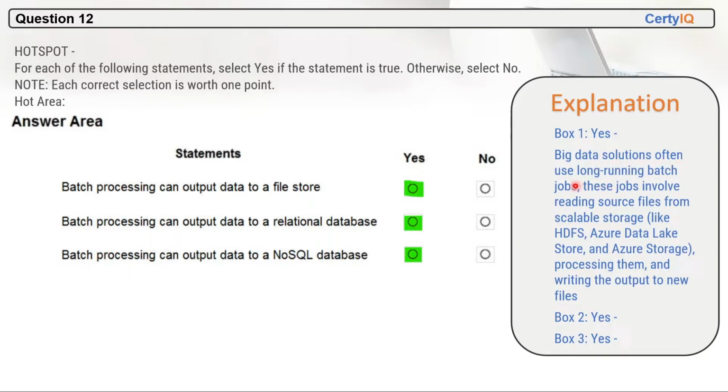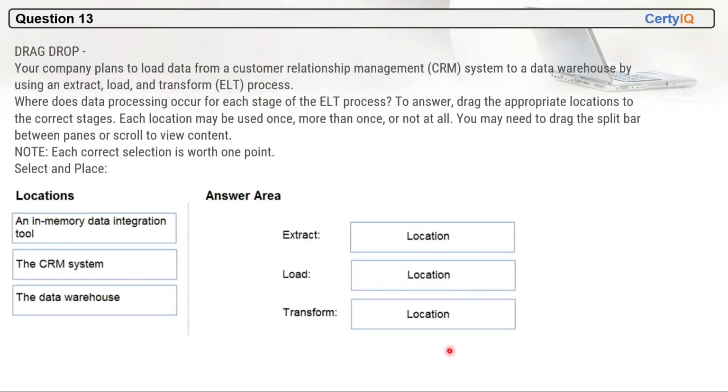Big data solutions often use long-running batch jobs. These jobs include reading source files from scalable storage like HDFS, Azure Data Lake Store, and Azure Storage, processing them, and writing the output to new files, relational database, or NoSQL database. These are the correct ones. Question number 13. We have to drag and drop into this answer area from these options. So let's read out the question. Your company plans to load the data from a customer relationship management system to a data warehouse by using an extract, load, and transform process, meaning ELT process.